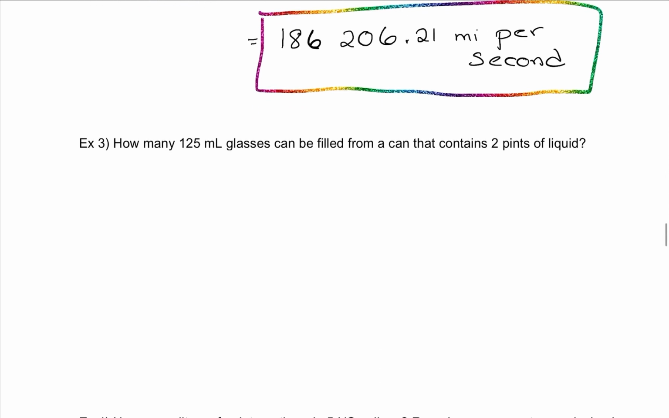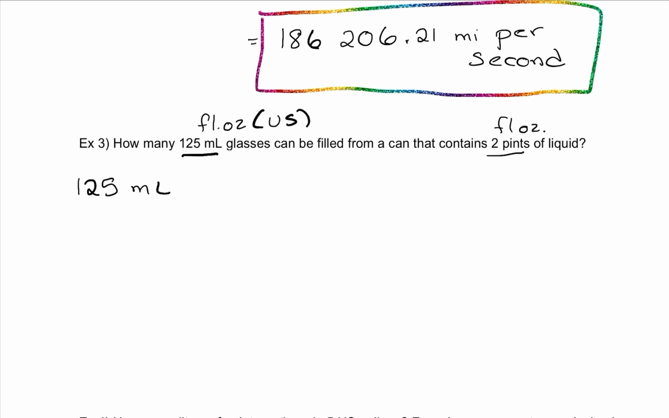How many 125 milliliter glasses can be filled from a can that contains 2 pints of liquid? So the first thing I'm going to do is make my 125 milliliters into a different unit. Notice that milliliters is metric, and the pints of liquid is imperial. So what we want to do is compare them, so I am going to convert both of these to fluid ounces. And I'm going to do American fluid ounces.